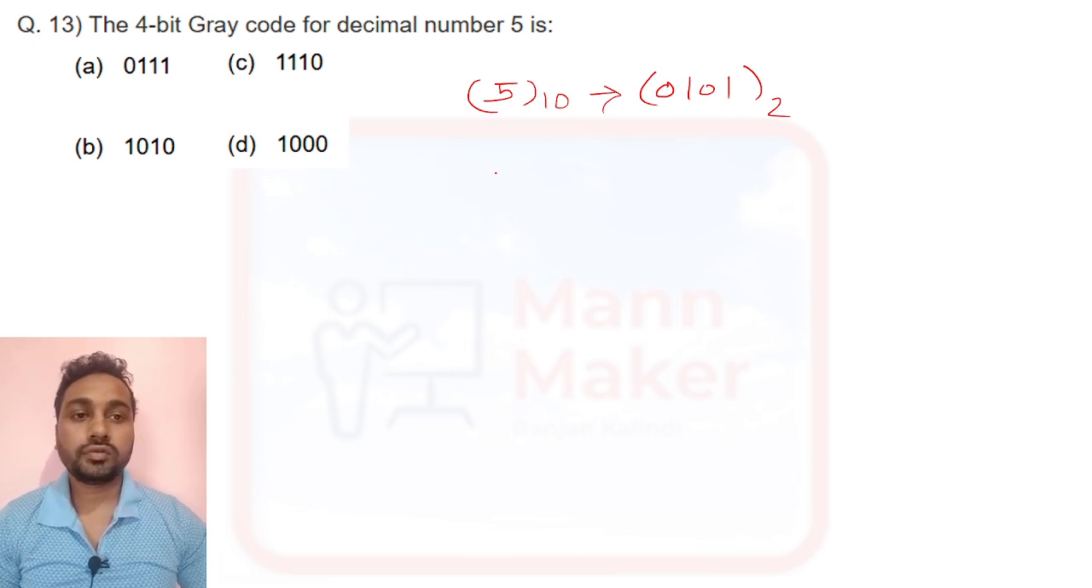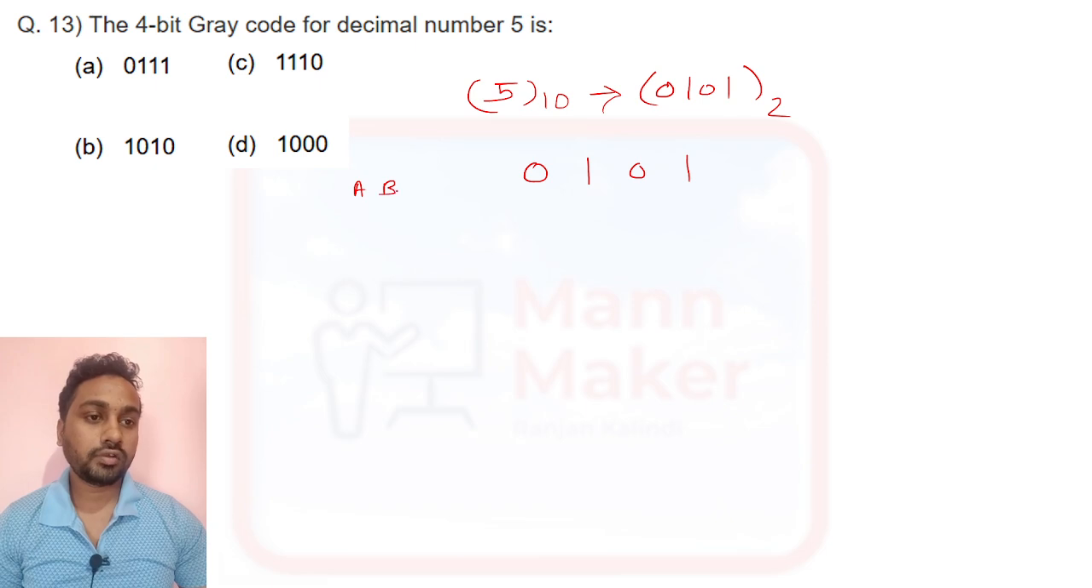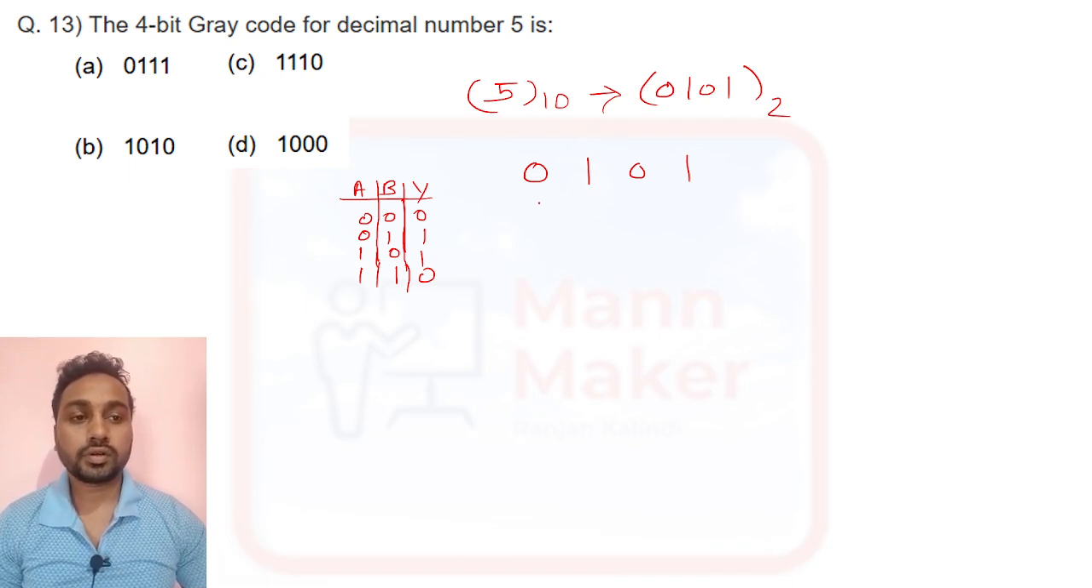Now we need to find the gray code conversion. So write like this: 0 1 0 1, this is your binary. Whenever we convert gray code to binary or binary to gray code, we require the XOR operation. The XOR truth table, which we already saw 2 times in a previous question also: 0 0 gives 0, 0 1 gives 1, 1 0 gives 1, and 1 1 gives 0. Now we need to put the XOR operation here.